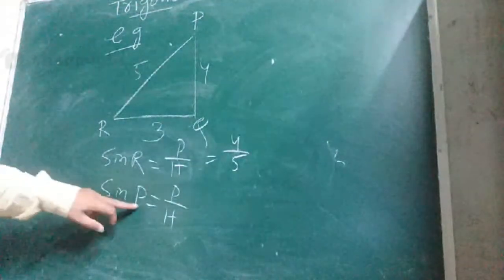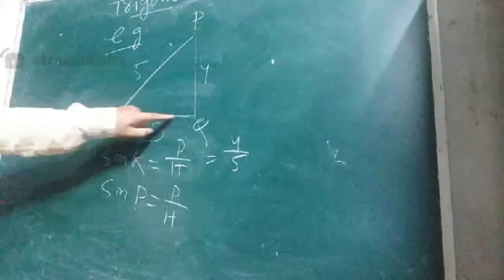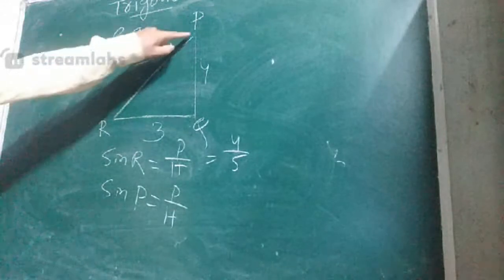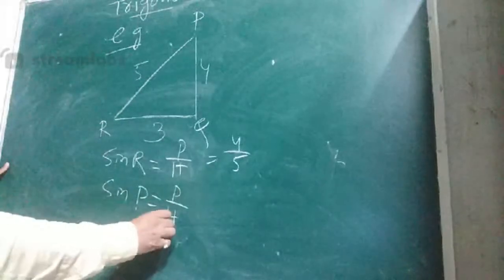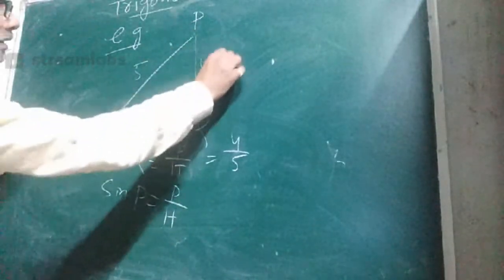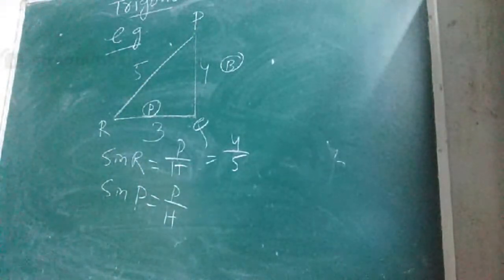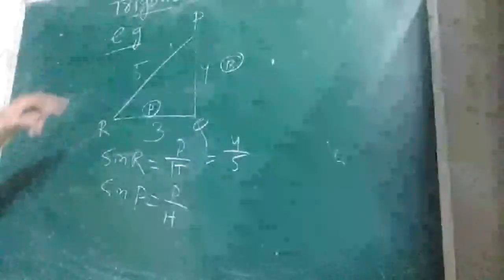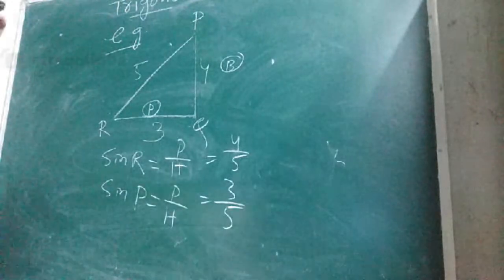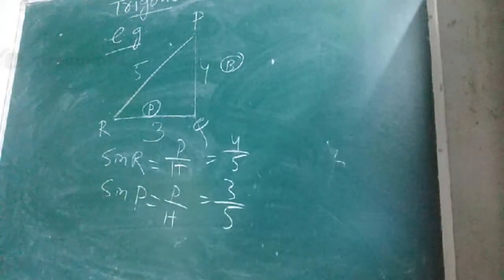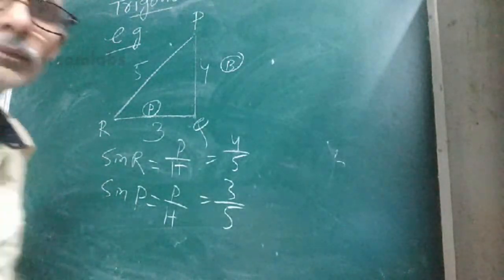In case of sine P, if P is there, then base is this, perpendicular is this. Hypotenuse is always constant, that is this. Right? So sine P is P by H, that is 3 by 5 will be your answer. That much only is required to understand. Only that much is required to understand. Got it now?